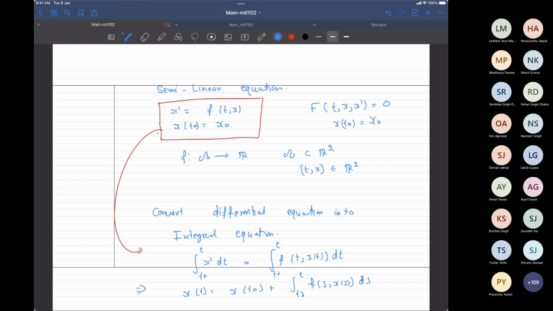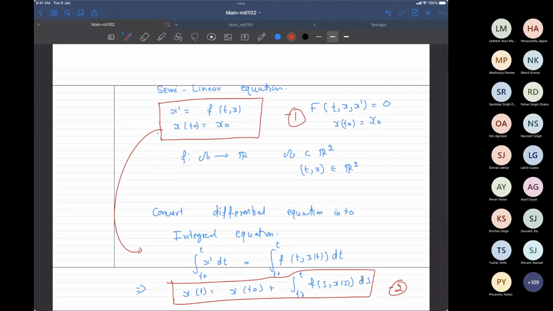So note that if f is a continuous function, then the ODE, let's call it 1, and this one, let's call it 2, are equivalent. That means x will be a solution of 1 if and only if it satisfies 2.